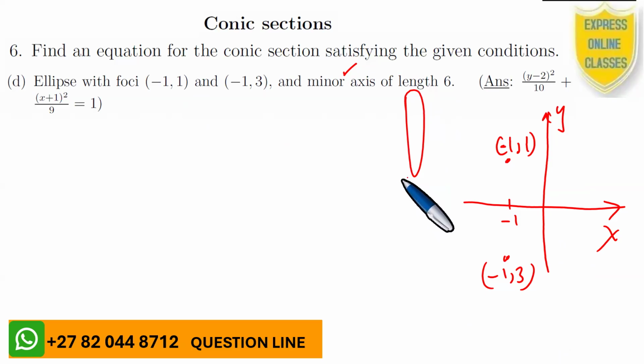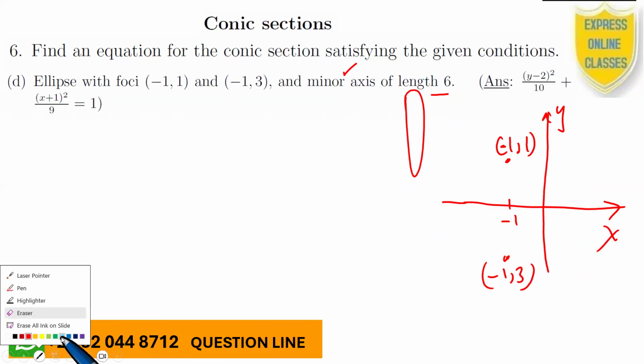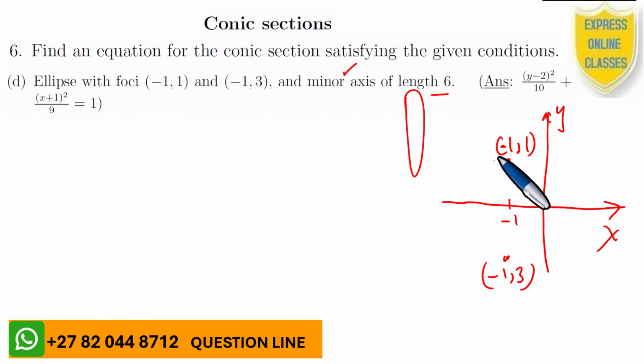But we need more information about the fact that the minor axis has length 6. So if the minor axis has length 6, it means that you're going to move 3 units here and 3 units there. 3 units here is going to be -4. 3 units here is going to be a 2. And then you have the answer. Something like this. The minor axis, yes.